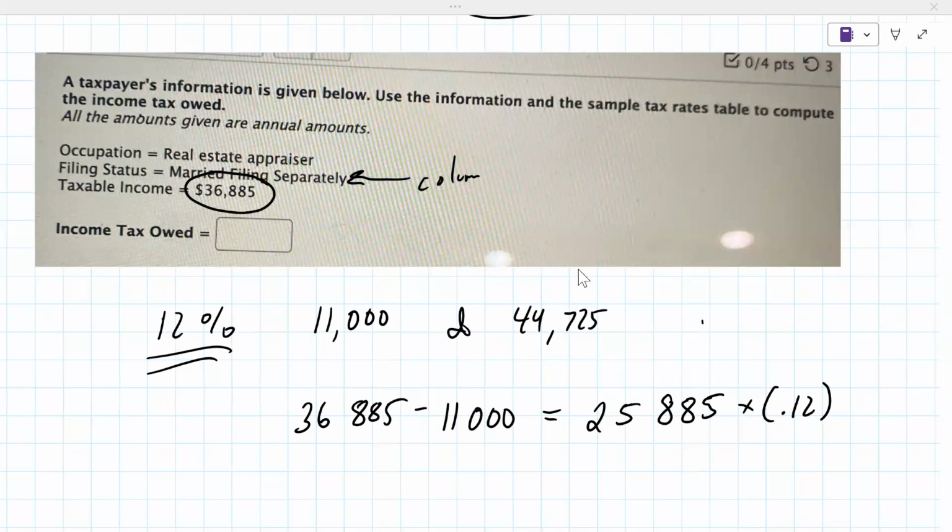It's called a progressive tax scale, where you end up paying more and more tax, but we'll get to how to do that in a moment. Go ahead and multiply this and see if that works. Hopefully it does. 3,106 and 20 cents. Okay, that sounds okay.